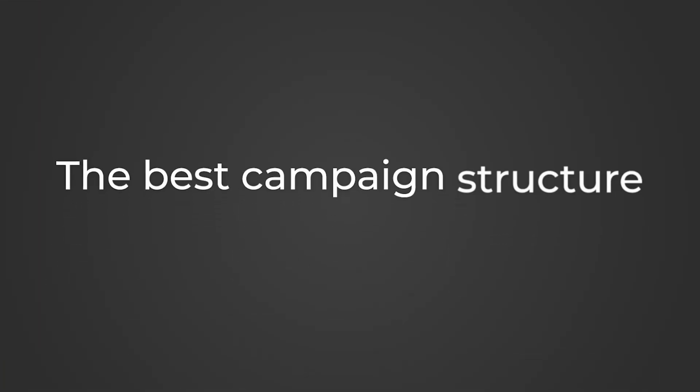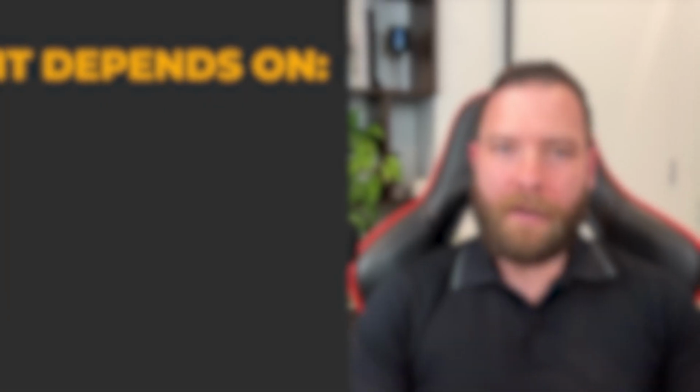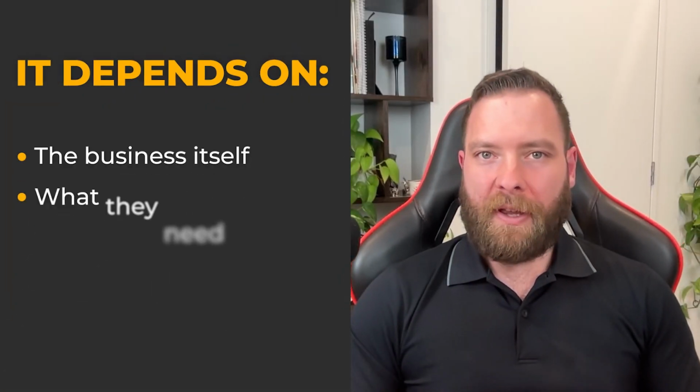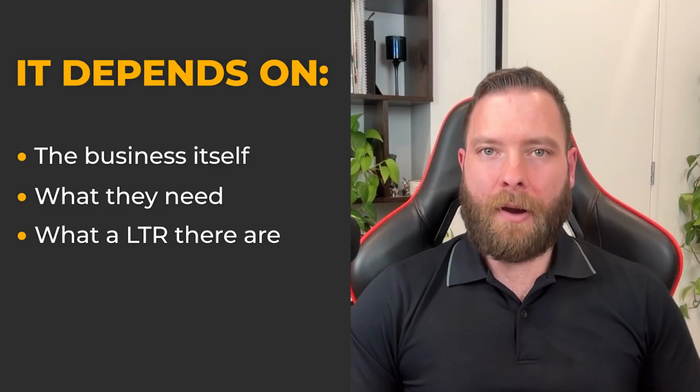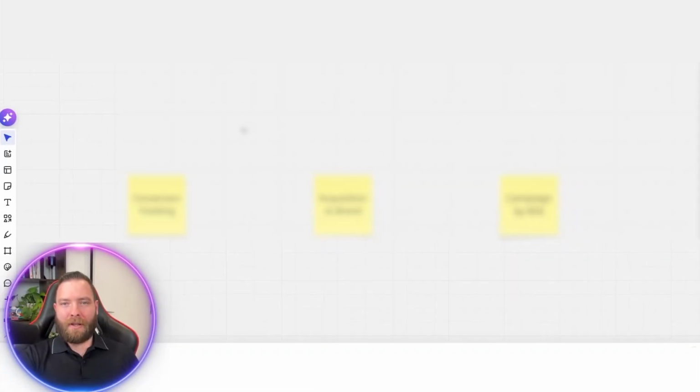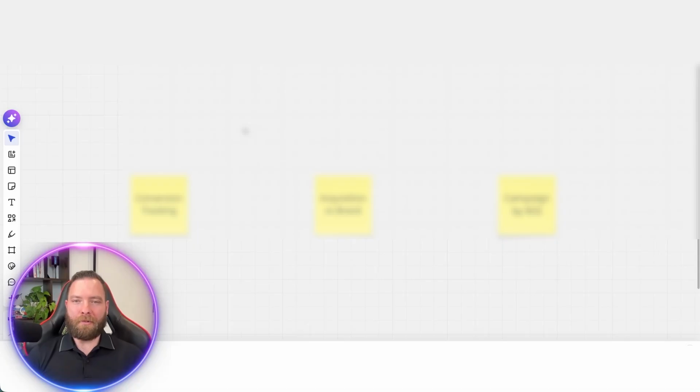The best campaign structure is business dependent. It depends on the business itself, what they need, what lifetime revenue there are, and a bunch of other factors that change the best structure or setup for you. But here are 3 core things that every account needs to have to ensure their campaign is set up for success.